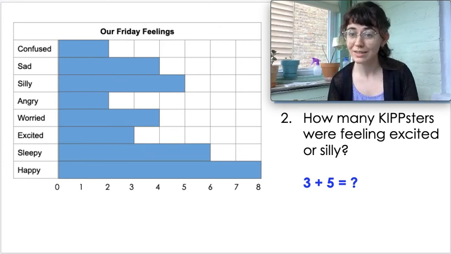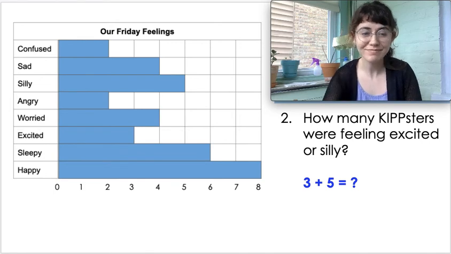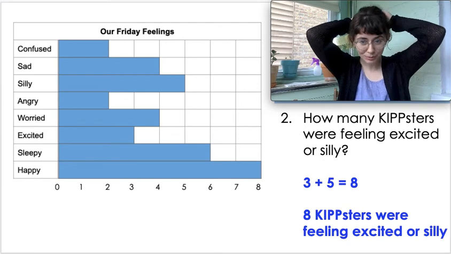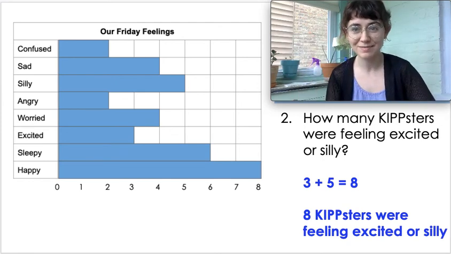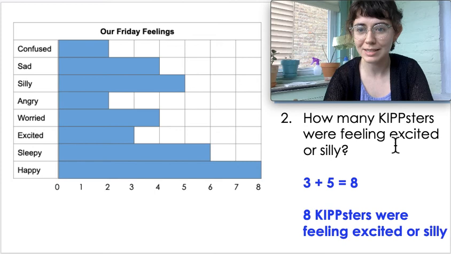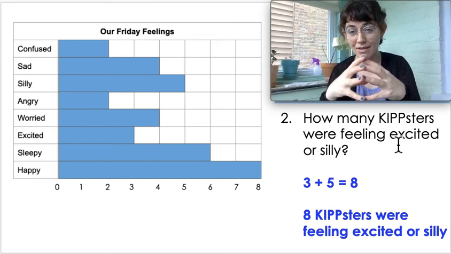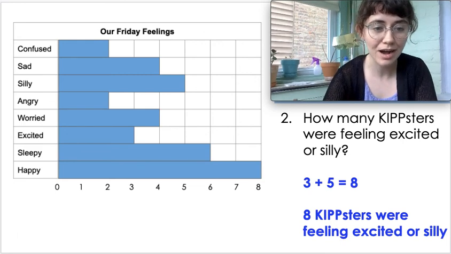Then I want you to answer it. What is 3 plus 5? 3 plus 5 is 8. So that means that 8 KIPPsters were feeling excited or silly. If you ever see something like one category or another category, that means that we're going to group them together and we're adding. So let's try it on a different chart.